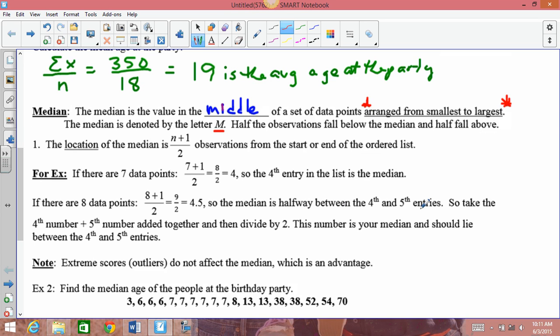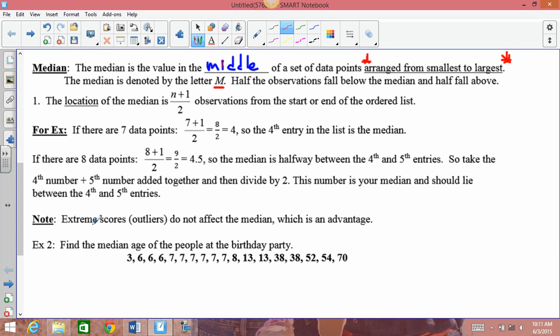So what I'm going to have to do now is a small average between the 4th and 5th entries. I'm going to take the 4th number in my list plus the 5th, add them together, and divide by 2. That number is going to lie between those, and that would be an example of a median that would need to be inserted between the fourth and fifth numbers, okay? But the nice thing, like I mentioned a minute ago, is that the median is not affected by any outliers, okay, which can be an advantage.